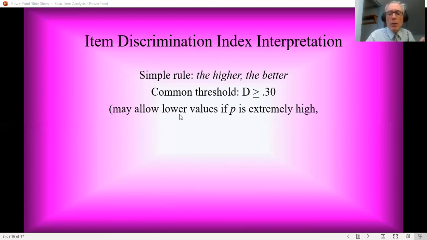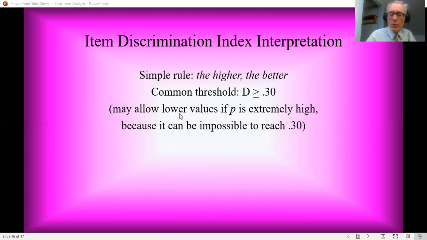Now, there is an exception here. If values of P are very high, if we're looking at really easy items, you reach a point where it's actually literally impossible to achieve discrimination of 0.3 or better. So if you're going to let some easy items into the test for whatever reason, if they're coming up with values of 0.2 or thereabouts, that may be as good as it gets, and you're going to keep it. Raises the question, why put super easy items on the test that aren't doing a whole lot of work for you? The main reason, honestly, if this is a classroom test or even a formal achievement test, is test taker morale.